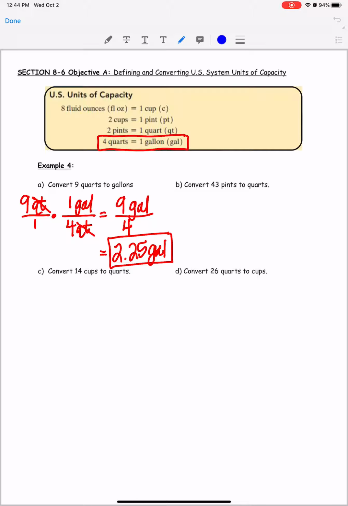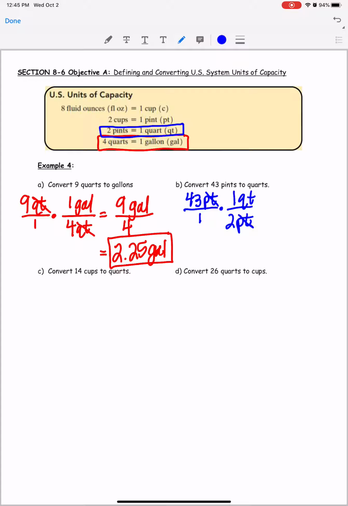Okay, convert 43 pints to quarts. So right here, I have a conversion from pints to quarts or quarts to pints. Works both ways, right? So start with what they give you. We have 43 pints. Put that over 1 if you choose to. Because I have pints on the top, I need pints on the bottom. So my 2 pints goes down here, which leaves my 1 quart up at the top.